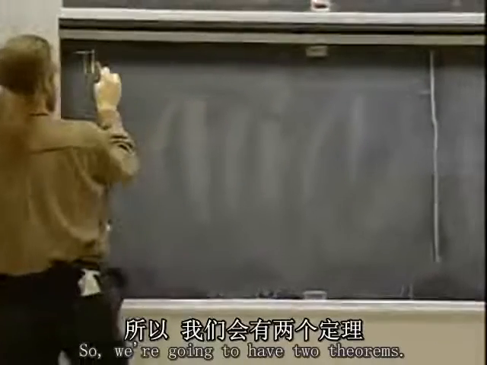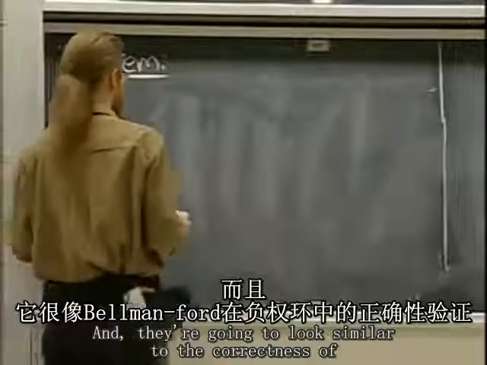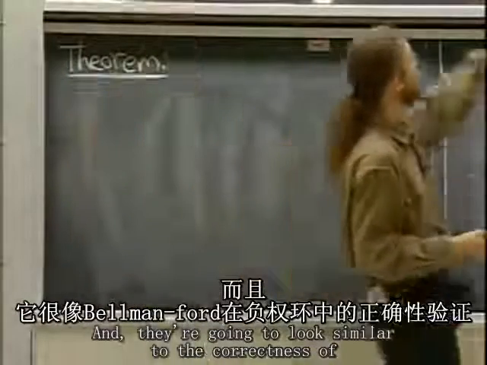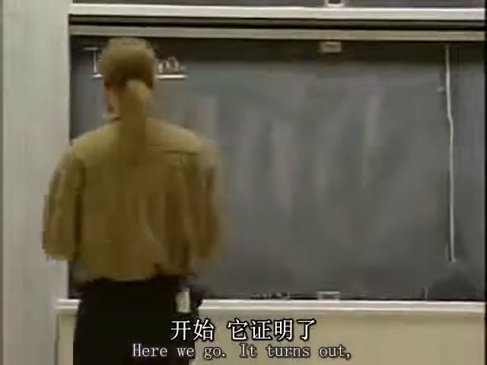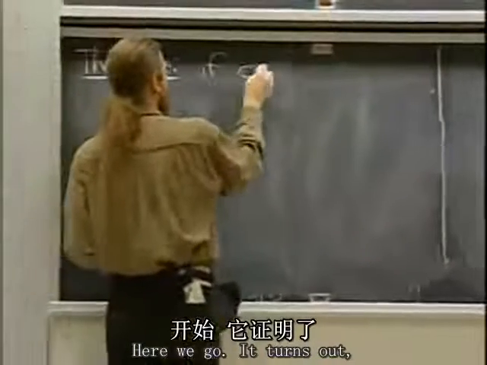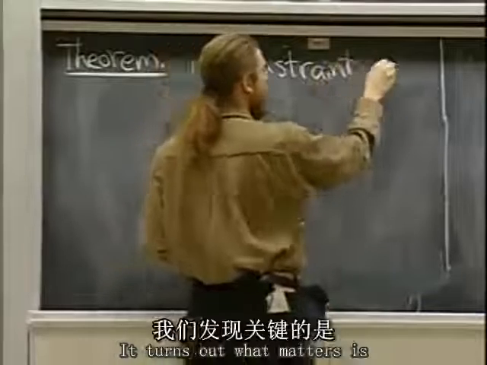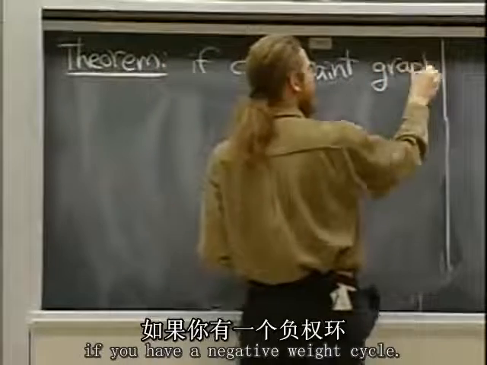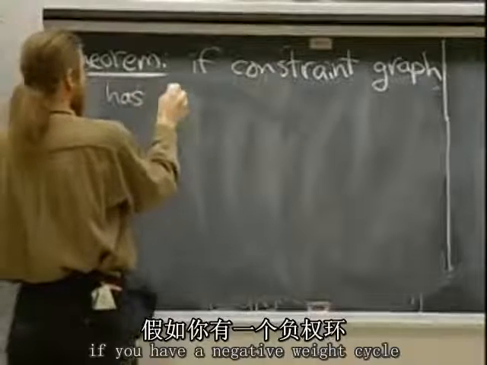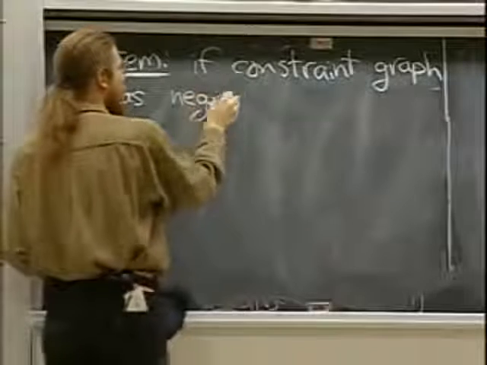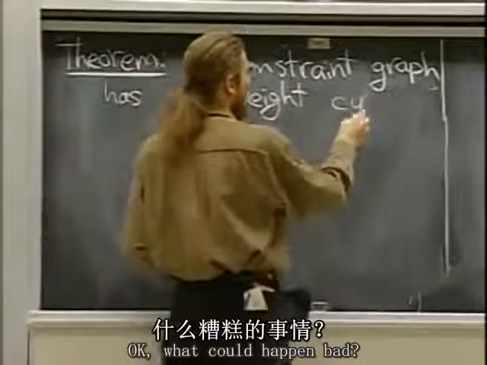So, I'm going to have 2 theorems, and they're going to look similar to the correctness of Bellman-Ford in that they talk about negative weight cycles. So here we go. Turns out, we have this constraint graph that can have negative weights, it can have positive weights. Turns out what matters is whether you have a negative weight cycle. So the first thing to prove is that if you have a negative weight cycle, then something bad happens. Okay, what could happen bad?